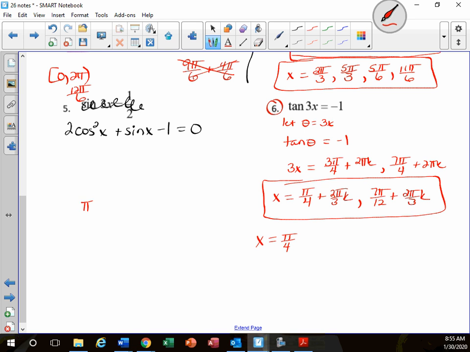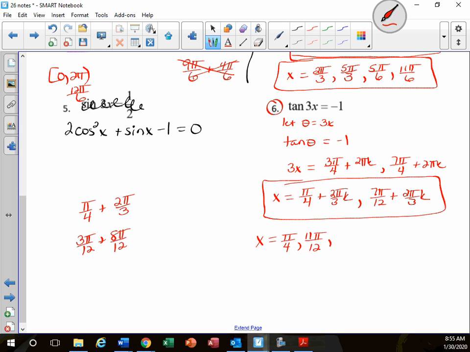Off to the side here, pi over 4. You are adding to that 2 pi over 3. How do I add those two fractions? 12s, yes. So this one's going to be 3 pi over 12, and this is going to be 8 pi over 12. Okay, so what do I get? 11 pi over 12.